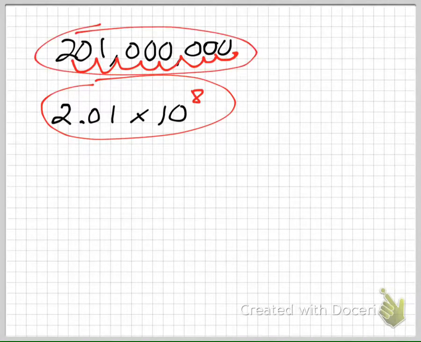Those two numbers are identical. They're just written differently. This is called standard form, and that's called scientific notation. Does that make sense? Okay. Like I said, I know we did this last year. I know you did a little bit the year before, so this is not the first time you've seen it.